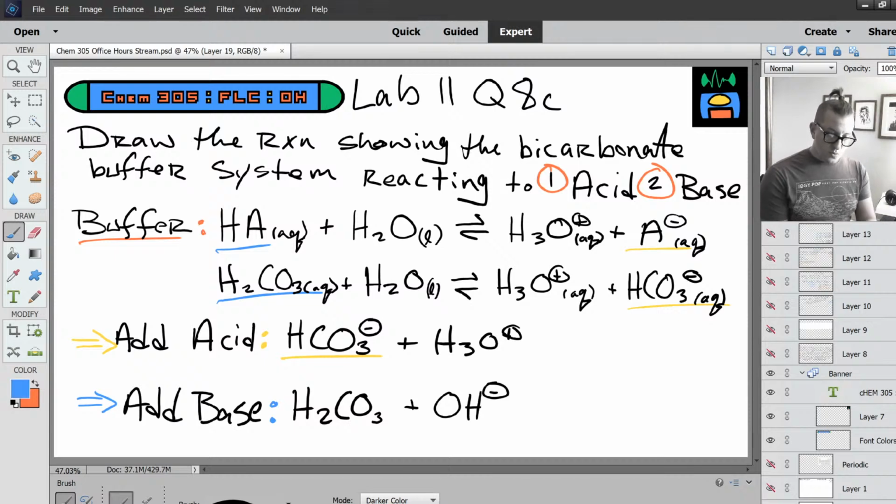All right. So in this problem, when they ask you to draw the reaction showing the bicarbonate buffer system reacting to acid and base, when you add acid, it will react with your conjugate base, right? Because acids and bases like to hang. And then when you add base, your base will react with your weak acid because, again, acids and bases like to hang. So these are the two reactions we need to draw.